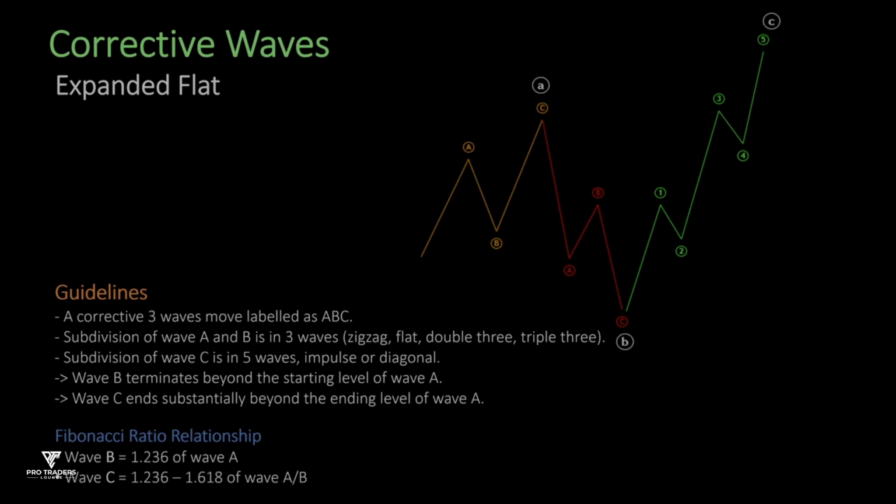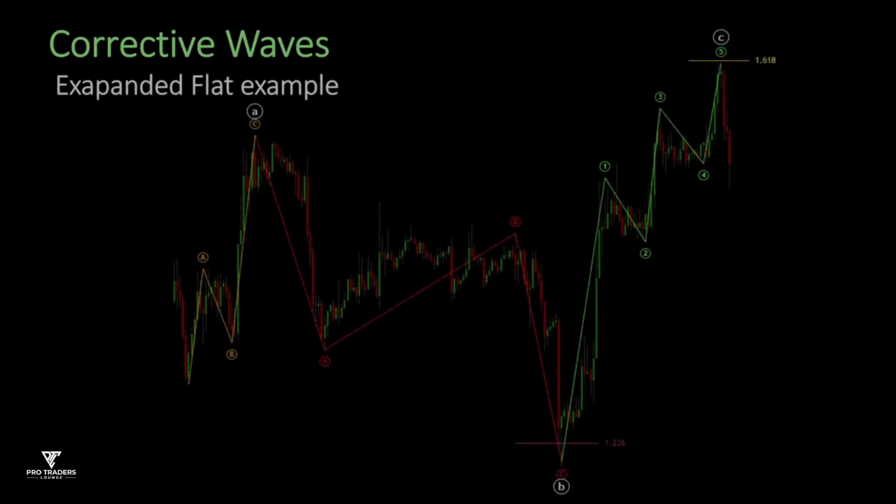For Fibonacci ratios, wave B usually ends at 1.236 of wave A, and wave C usually ends between the 1.236 and the 1.618 of wave AB. Another example.